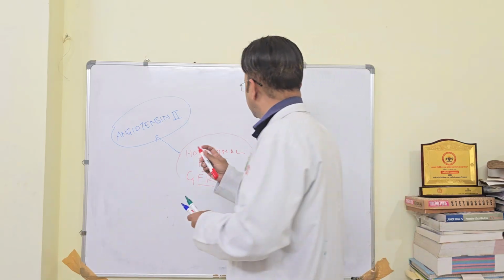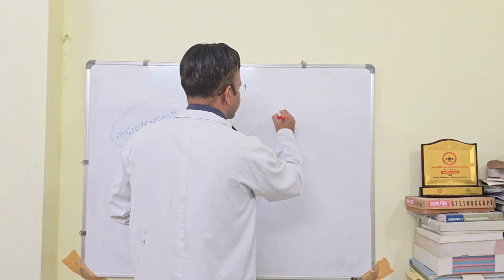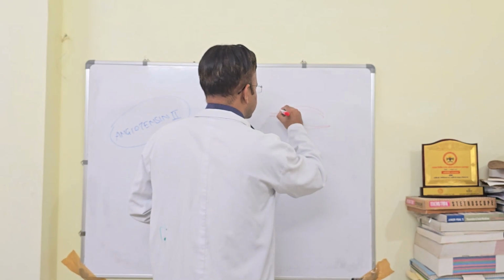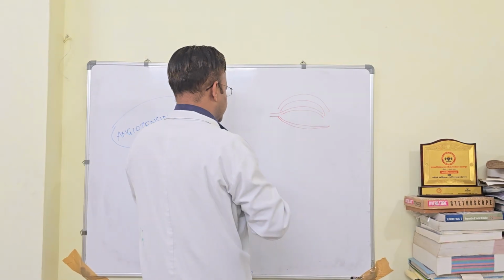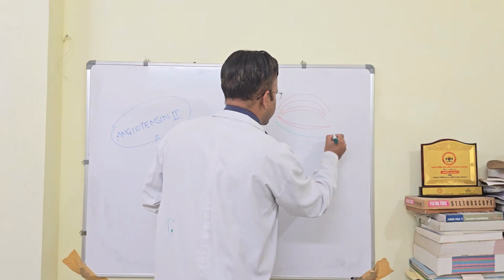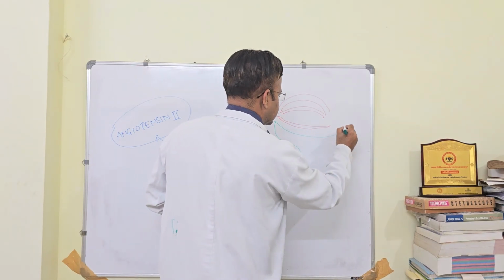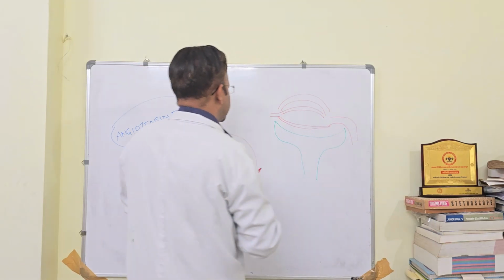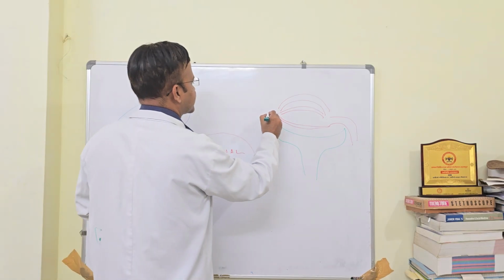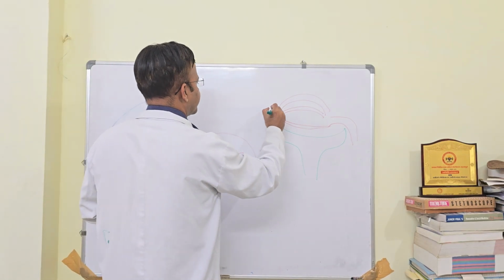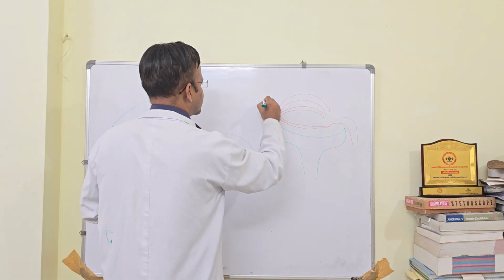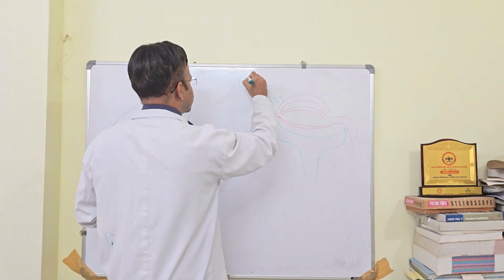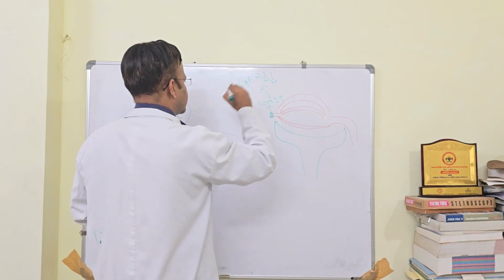Now, I'll explain it with the help of a diagram. Suppose this is Bowman's capsule and this is glomerulus, right? Now, if this angiotensin 2 constricts your afferent arteriole, suppose it constricts over here, then it's going to reduce your GFR, right?